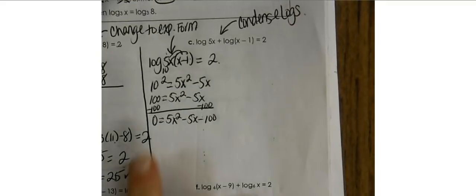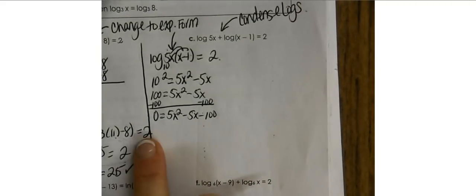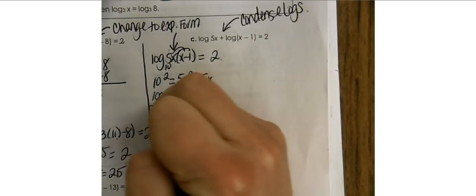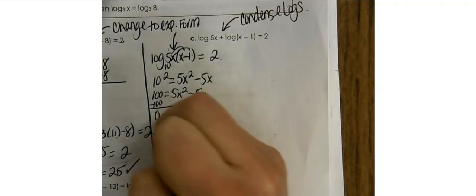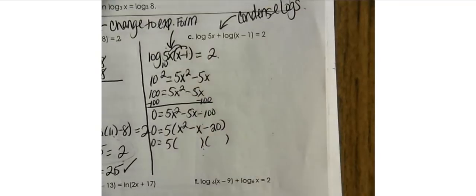Now, 5x squared, 5x, and 100 all have in common a 5. So I'm going to factor out a 5. And I'm left with x squared minus x minus 20. So now I'm going to break down the x squared minus x minus 20 into 2 parentheses. Splitting apart the x squared into an x and an x, I need to ask myself what 2 numbers multiply to equal negative 20, but together add to equal negative 1. And that's going to be a negative 5 and a positive 4. So now my 2 solutions are x equals 5 or x equals negative 4.